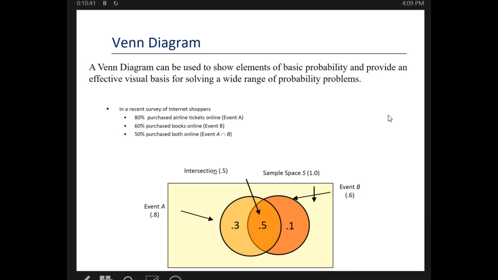So let me ask the question, how much space is left outside of the orange and red circles? The answer is going to be 0.3 plus 0.5 plus 0.1. Subtracting that from 1.0, it's going to be 0.1.